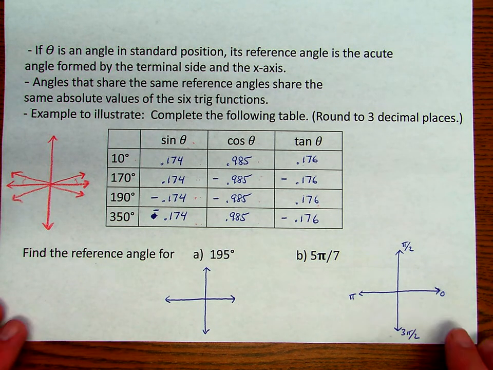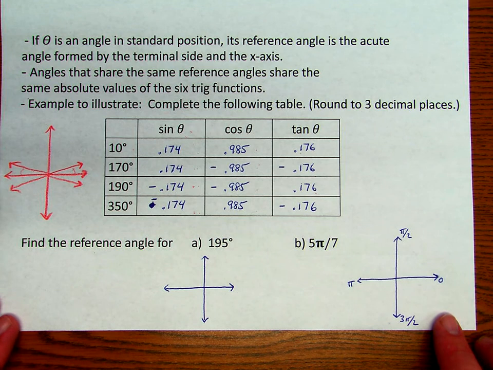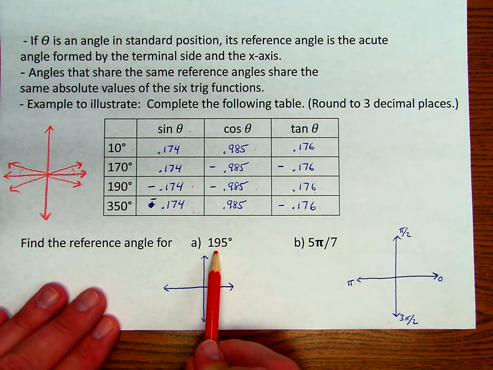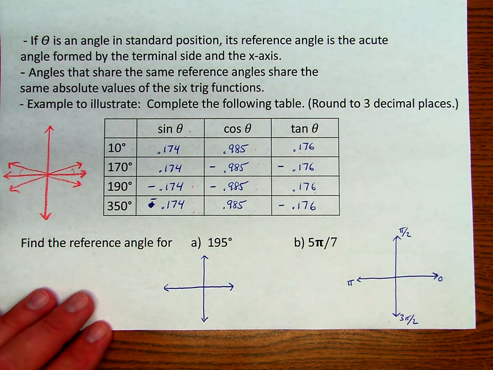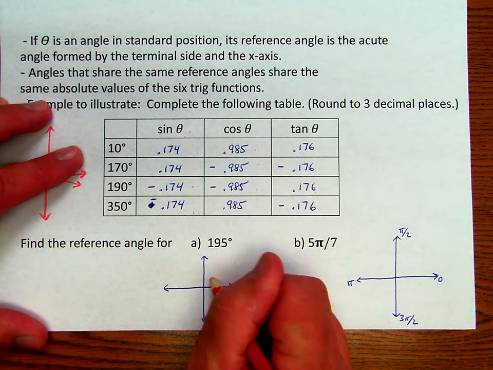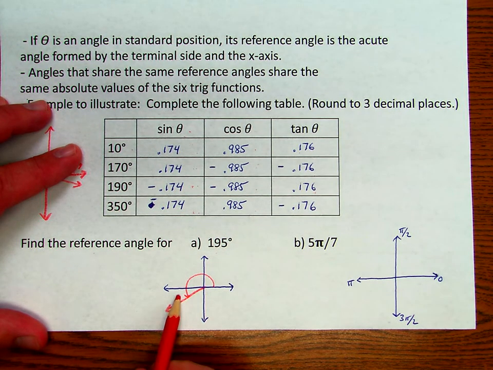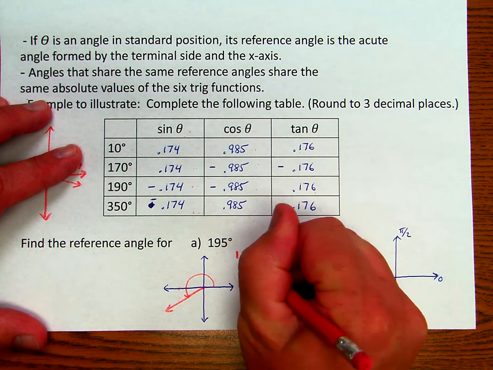All right, so one of the things you need to be able to do is, given an angle in degrees or in radians, identify what its reference angle is. How many degrees or radians is it away from the closest x-axis? And we're not putting a sign to this. It's just an absolute value. So 195 is down here. That's 15 degrees past the negative x-axis. So its reference angle is 15 degrees.